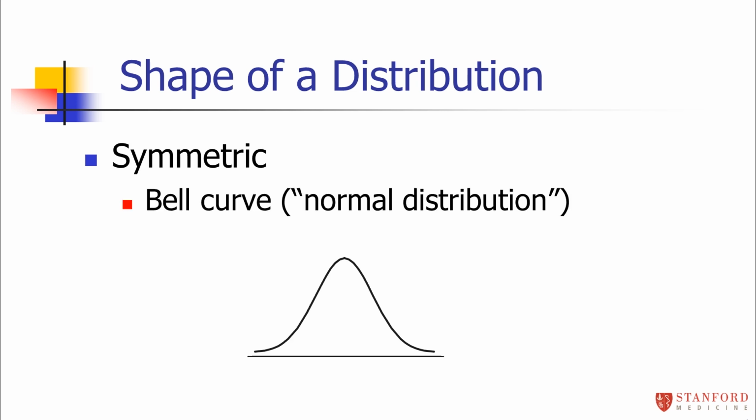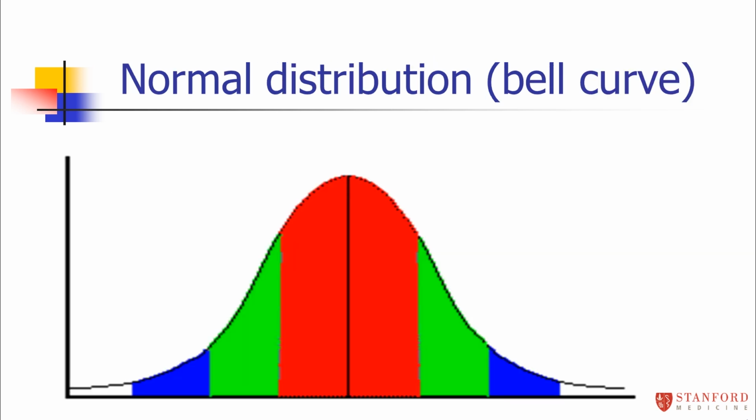There's a special type of symmetric distribution called a bell curve or a normal distribution that we're going to talk about a lot in this course. So I'm just going to introduce it now just to get you thinking about it. A bell curve is just what it sounds like. It follows the shape of a bell. It turns out to be very important in statistics for a number of reasons. So I'll just say a little bit more about it now.